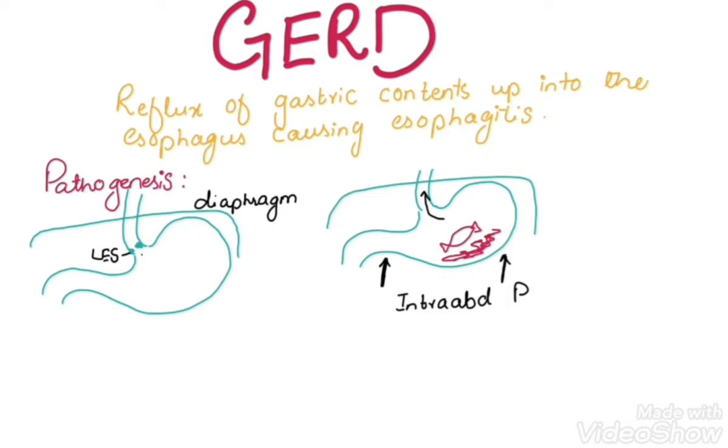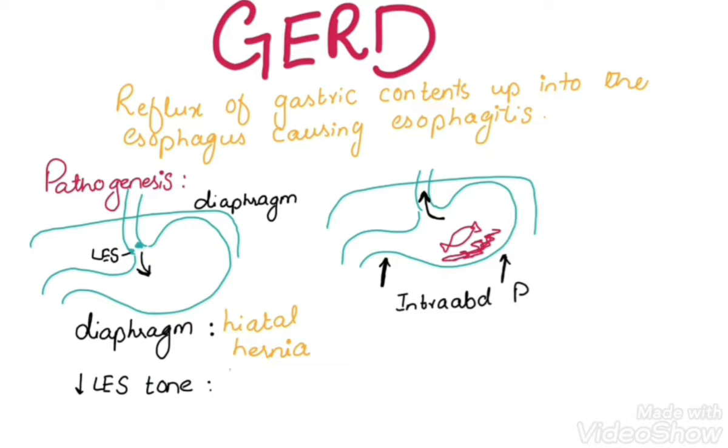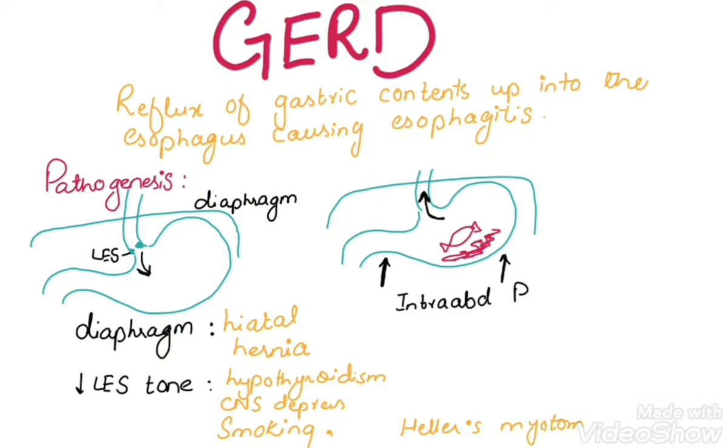So factors that affect the diaphragm, like hiatal hernia, or that decrease LES tone, like hypothyroidism, CNS depressants, smoking, or Heller's myotomy, and increase intra-abdominal pressure in pregnancy, obesity, and large meals cause GERD.